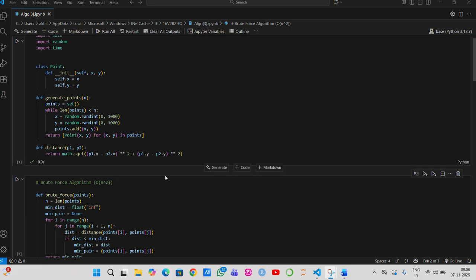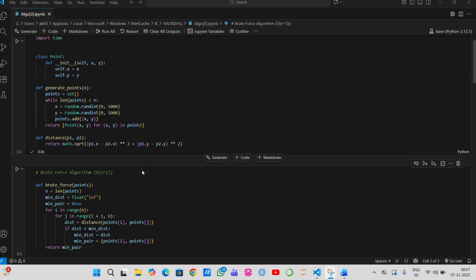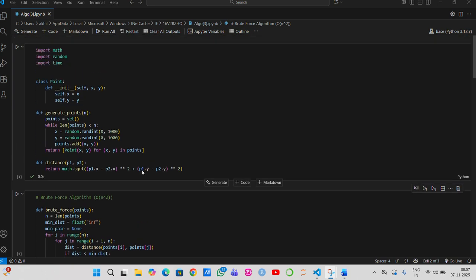my Jupyter notebook called algo. This is my file name. Although Python doesn't need a separate compilation step like C++, I still made sure both functions, brute force and divide and conquer, were defined, tested, and executed under the same environment for fairness. You can see me running both algorithms one after the other. Each algorithm reads from the same list of randomly generated points so that the comparison is completely unbiased.